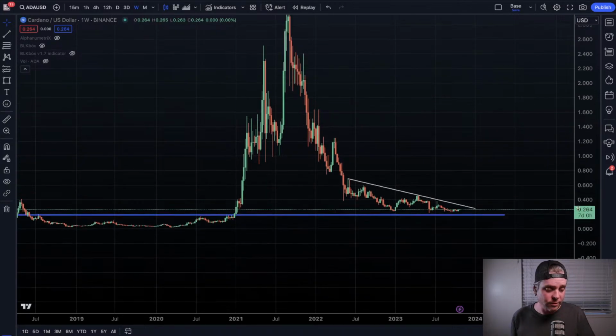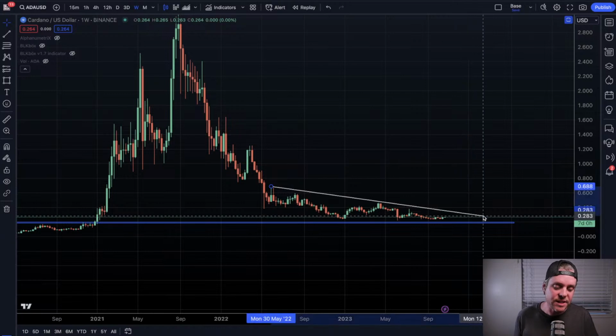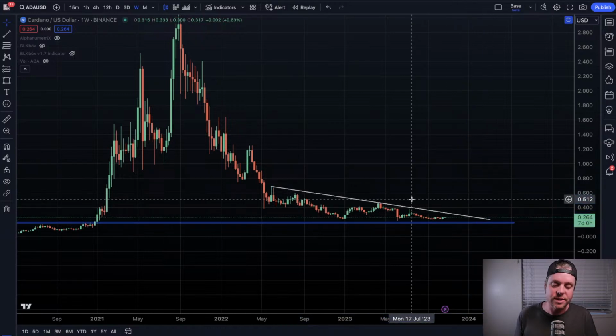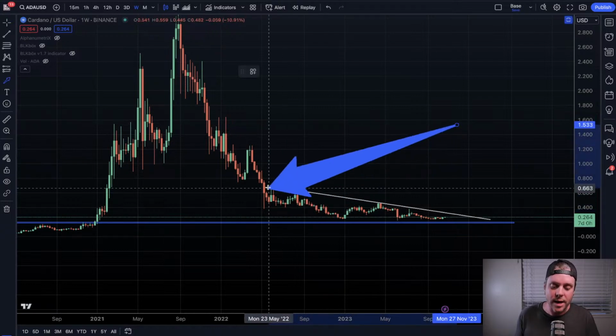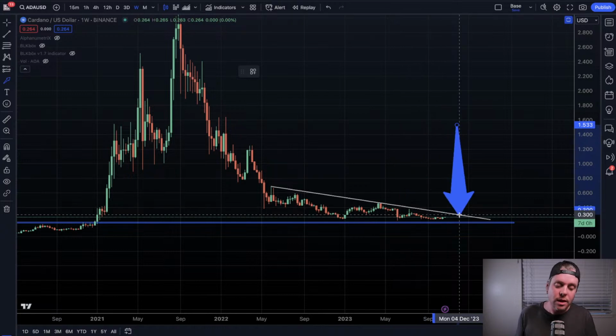So actionable events, how to take action on Cardano. Like we've said in previous shows, you need to break this resistance. Okay, this downward sloping line of resistance right here, until this has broken, there is absolutely no clue, there is no proof that Cardano is ready to rally. Okay, until it breaks that resistance, it is not ready to rally.